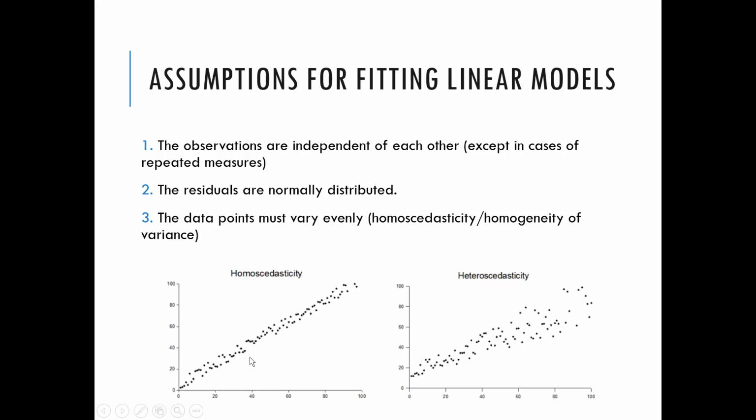So this is a case where those data points would vary evenly. And then you see here, this is an example of where they don't, because they're spread out here. And so there's more variation up in this area versus here for these values of X.